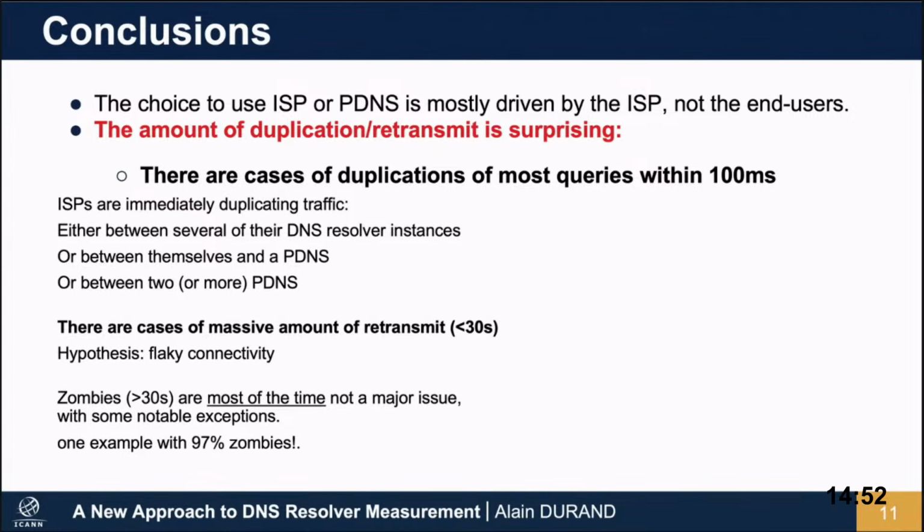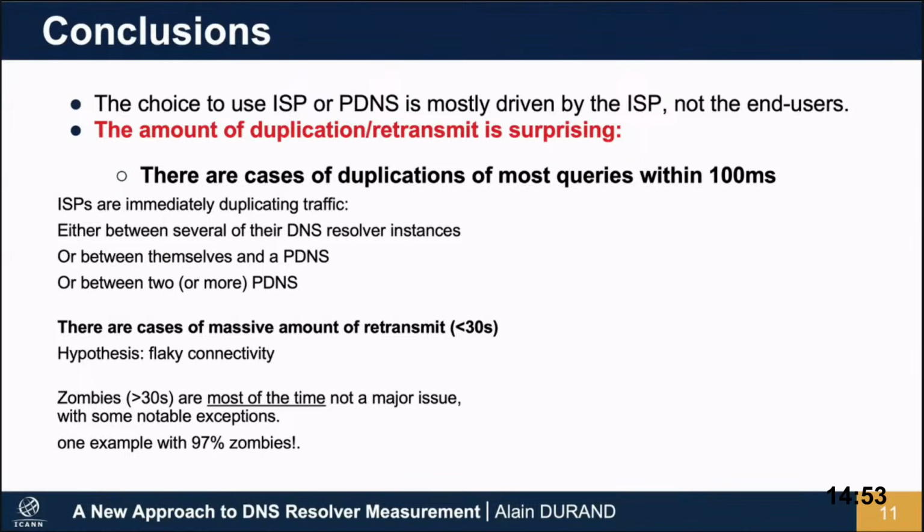The second one is we see a lot of duplicates, really, really a lot. Either in the category of what we call retransmit on timeout, so from, let's say, 300 milliseconds to 30 seconds, that could indicate some kind of packet loss problem or some network configuration problem. But we also see a lot of them within 100 milliseconds. And that was the most surprising finding for me.